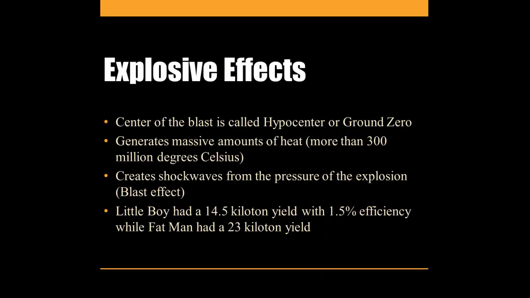Little Boy had a 14.5 kiloton yield with 1.5% efficiency, while Fat Man had a 23 kiloton yield, explaining why this mechanism is preferred to the gun mechanism. The center of this blast is called the hypocenter, or ground zero. From this hypocenter, shock waves are created from the pressure of the explosion. This is called the blast effect, which is most of the total energy released by the nuclear explosion.